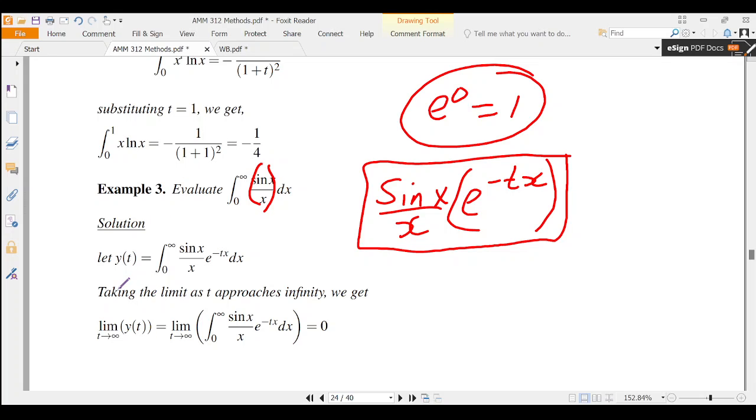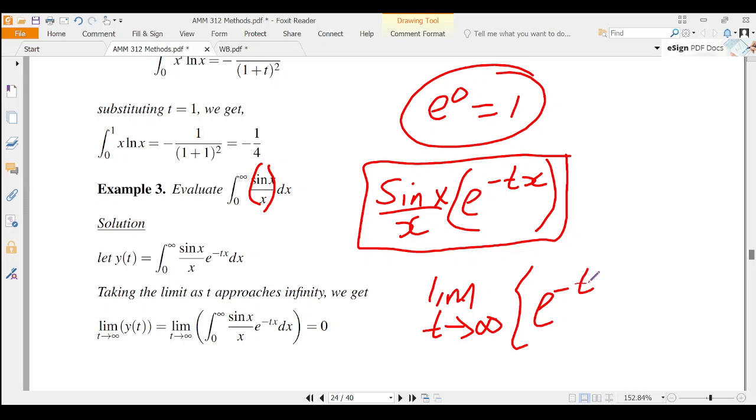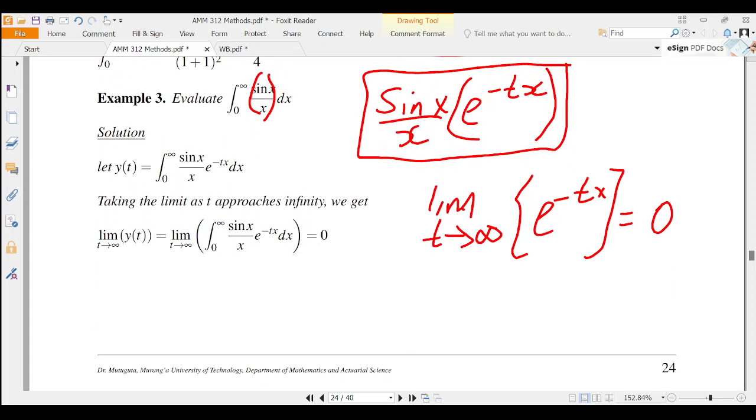But now, if we take the limit as t approaches infinity for this function, the limit as t approaches infinity of e raised to power negative tx becomes 0. So when we take the limit as t approaches infinity of this quantity, then we get 0. So now, that is some kind of an initial condition.